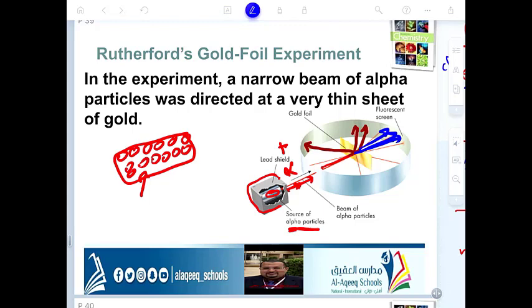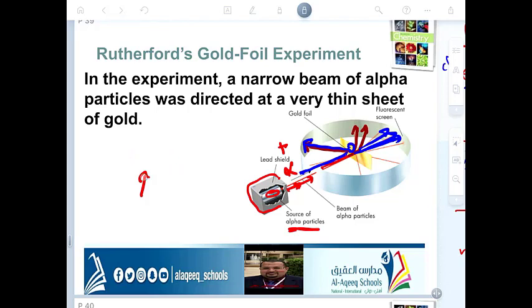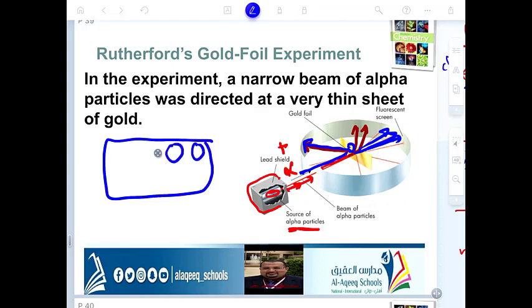What does it mean? It means when the rays are reflected like this, it means positive hits something here in the atom. Look. Imagine with me, this is atoms.